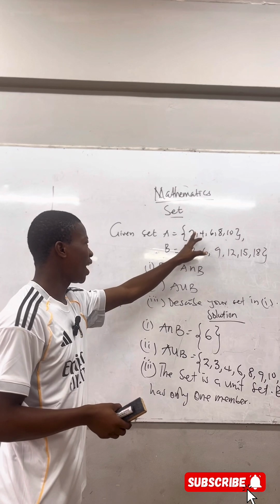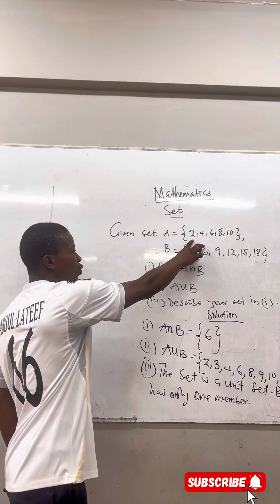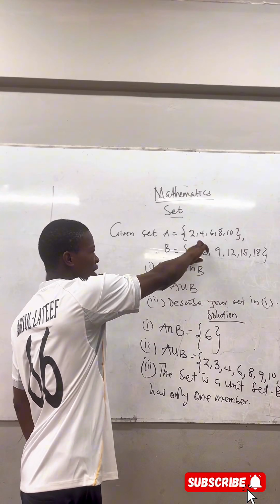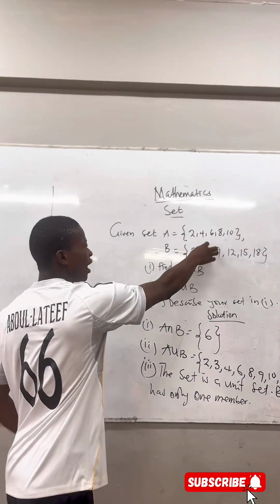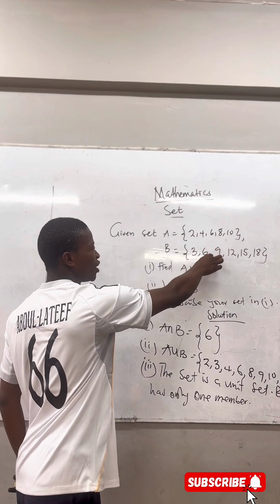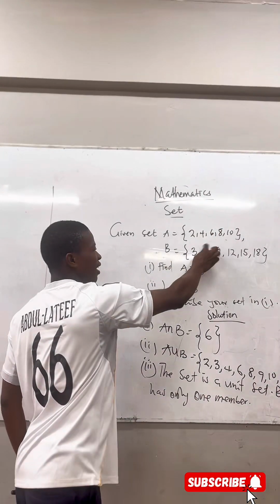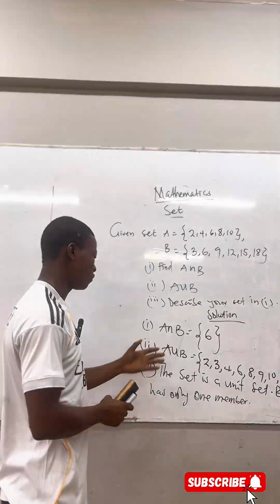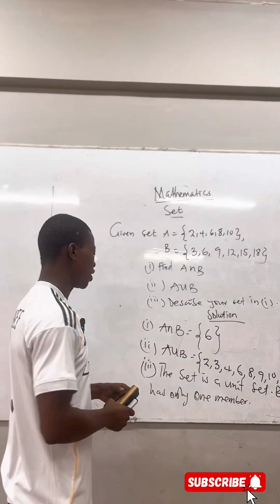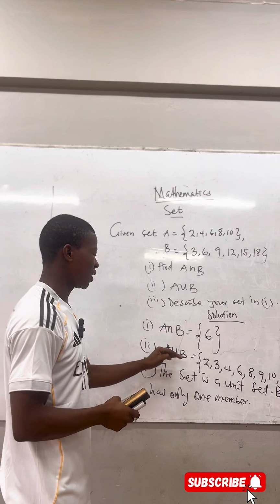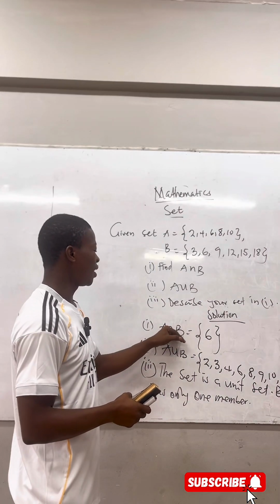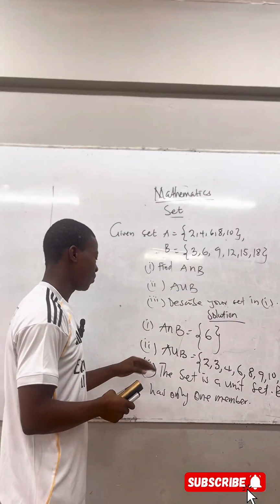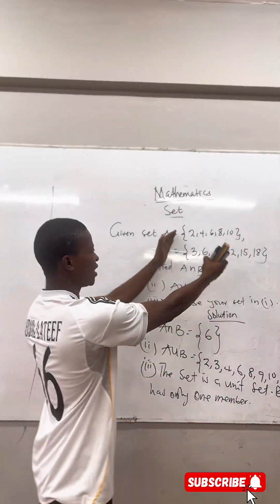So when you check, we have two here. We don't have two here. We have three here. We don't have three here in that order. But when you check, we have the number 6. So 6 is in set B, and 6 is in set A. So this is the set that we are having. So A intersection B is 6. A union B, we join the sets.